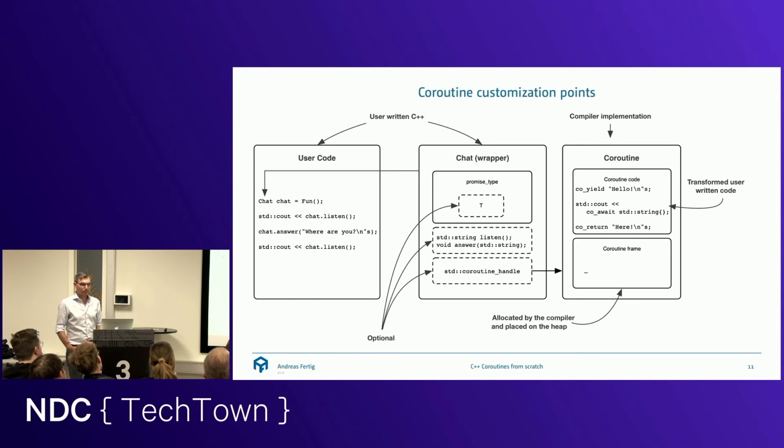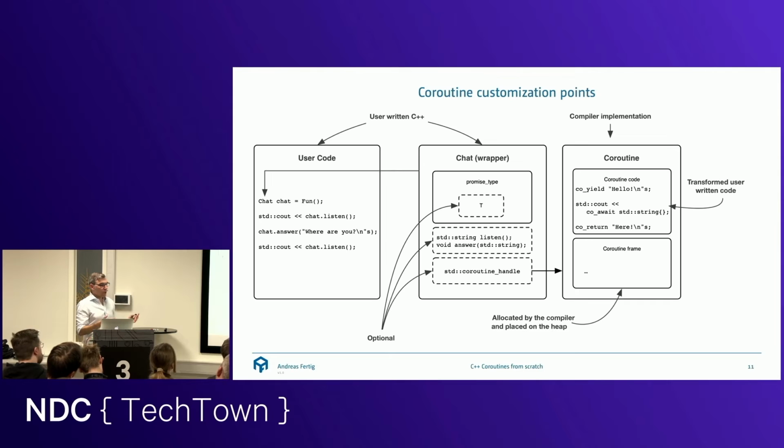In a picture, you can see it like this. On the very left, we have the user-written code in C++. This is what you saw in use before. This is me calling the coroutine fun, calling chat.listen, chat.answer, and listen again. This is regular C++ code. In the middle, we can see chat is my wrapper type. And for this wrapper type, I know inside this wrapper type, I have the promise type, always.